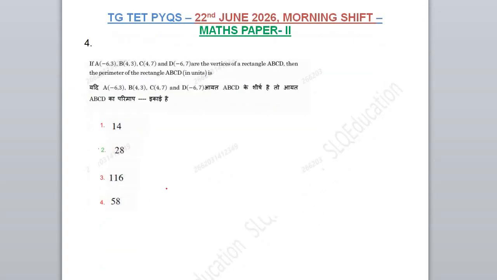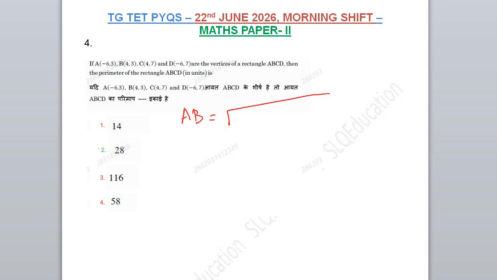Then the next question follows, which is also a very simple one. If A is (-6, 3), B is (4, 3), C is (4, 7), D is (-6, 7), these are the vertices of a triangle ABC, then find the perimeter in units. First of all we have to find AB. For AB we have to take the distance formula.